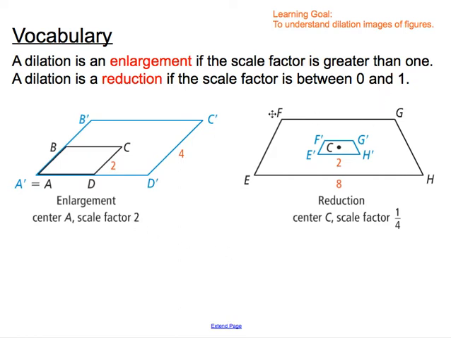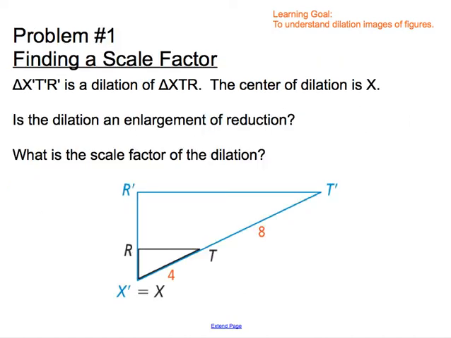Here we have the black figure EFGH, which looks to be some type of trapezoid. The center here is at C, so you can see that this is a reduction because E prime, F prime, G prime, H prime is smaller than the original figure. And we can see that the original size of EH was 8, and now E prime to H prime is 2. So to get from 8 to 2, we have to multiply by 1/4. So this figure's gotten smaller.